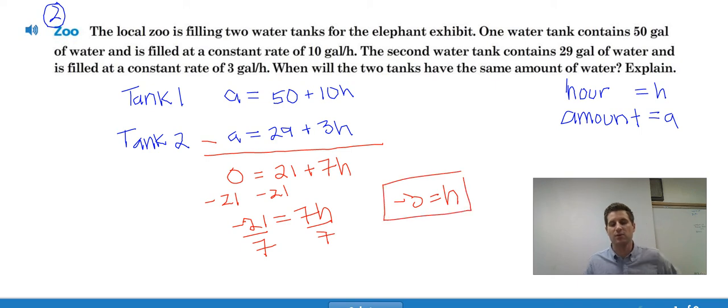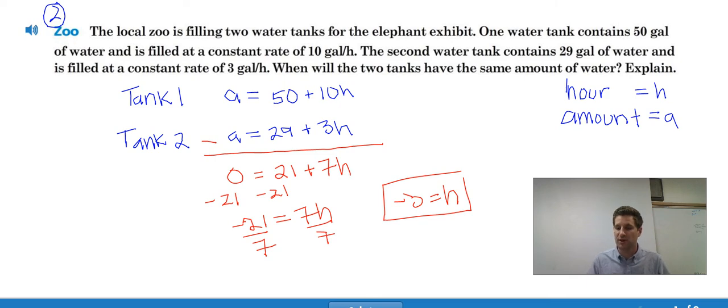So what does that mean? When will the 2 tanks have the same amount of water? This is kind of an interesting one because the one with more water is filling up faster than the one with less water. So if we continue to go on in the future, that won't happen. But if we were able to go in the past, we would hit where they meet at the same amount, and that would be at negative 3 hours. So if I went 3 hours back in time, they would actually have the same amount.